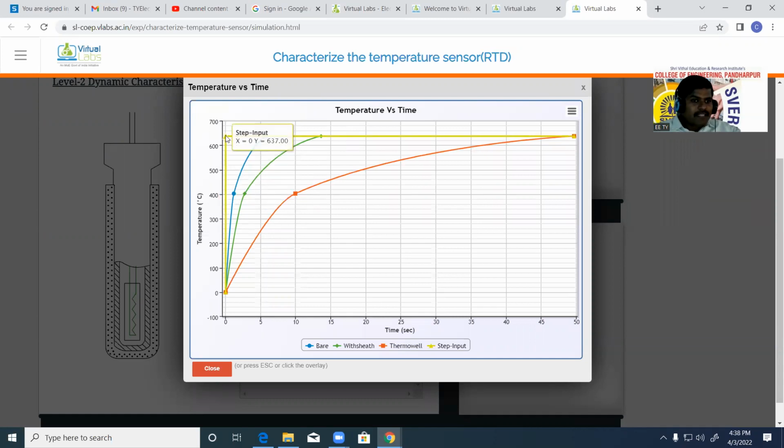And the maximum temperature attained, what was it? It was 637, wasn't it? 637 degree Celsius.